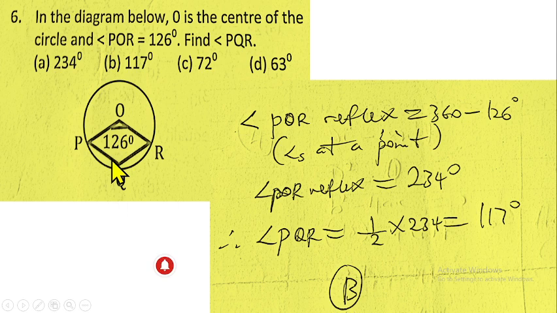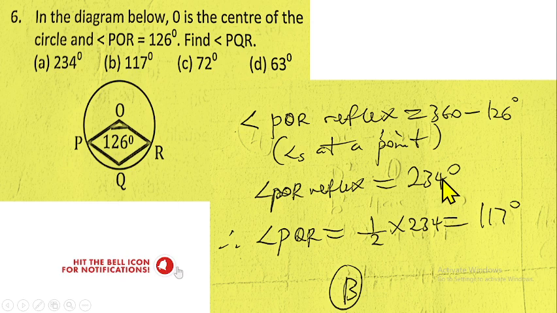So you are looking for this angle here. And this angle here has a relationship with the reflex angle of POR. This reflex angle here, POR, is twice the angle that is here. So if we know the reflex angle, we can find the one that we are looking for. Then how do we find angle POR reflex? Angle POR reflex is 360 minus 126, because this angle here is 126. Reason: angles at a point. And that POR reflex will give us 234 degrees.